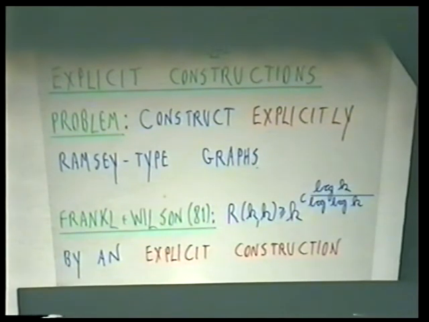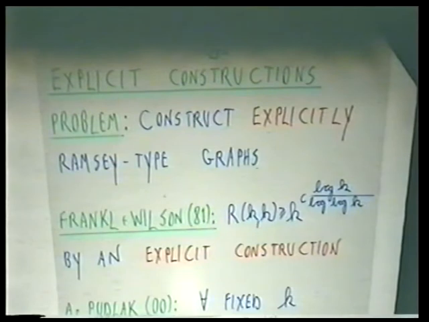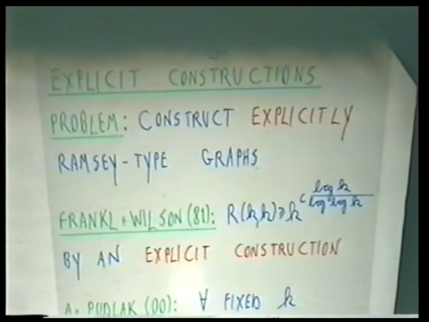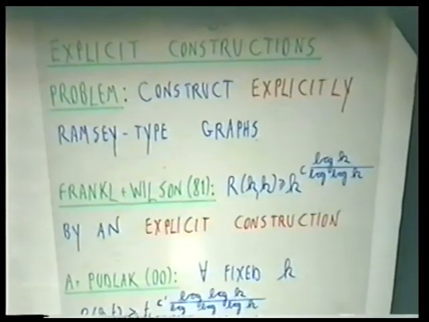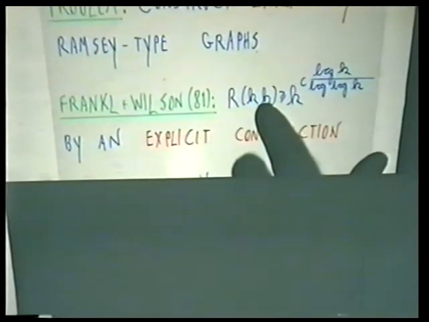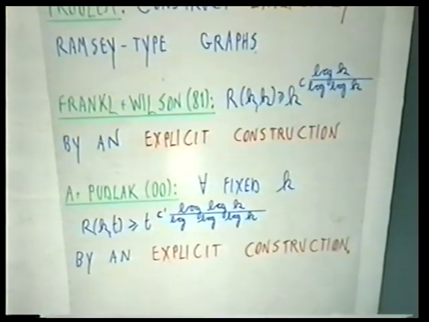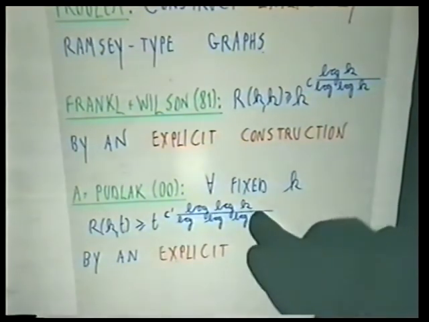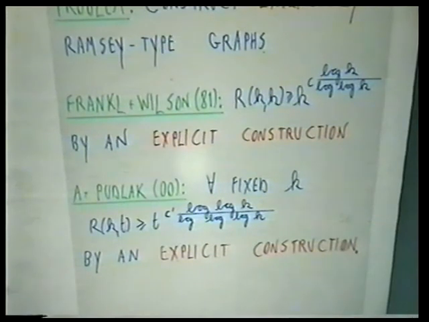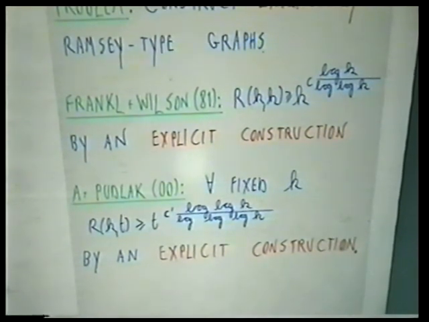That's again an example of a dimension argument, somewhat more complicated than the one I described. This construction gives nothing if we want a construction for R(k,t) when t is fixed and k is big. I want to tell you about something very recent, a construction where k is fixed and t is big.